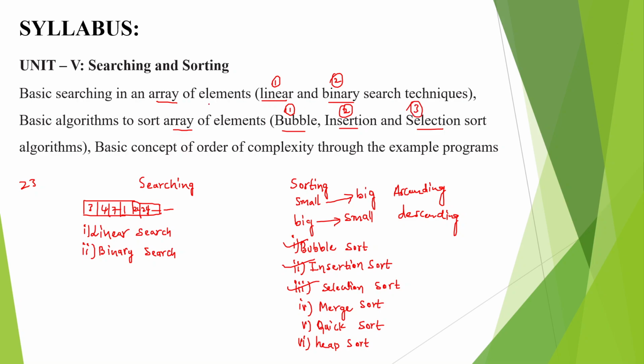Okay. In tomorrow's session, I'll be discussing the basic searching algorithms on an array of elements, that is linear search. Linear search is also known as sequential search. So linear sequential search and binary search we are going to discuss in tomorrow's session.